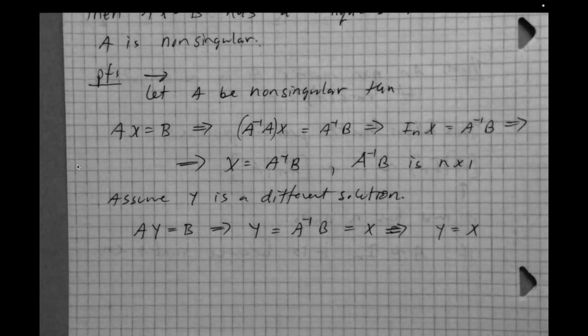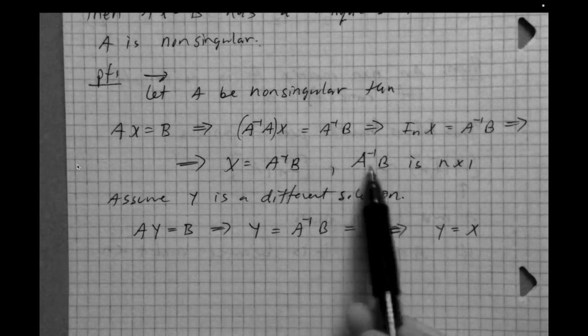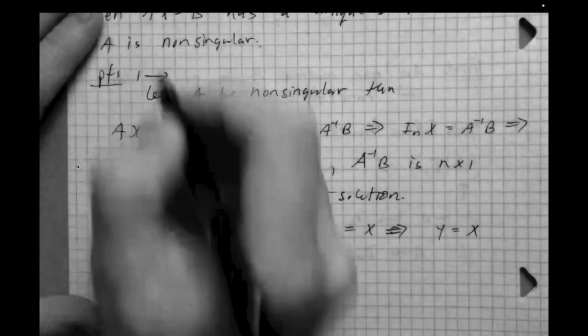All right, so that shows item 1. If A is non-singular, then the system has a unique solution. That's what we've shown, and it has this form A inverse b. What about item 2?